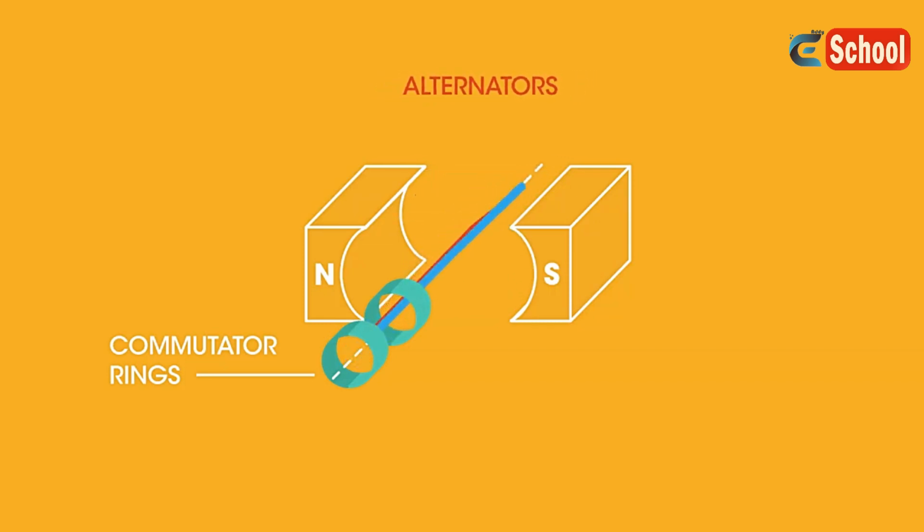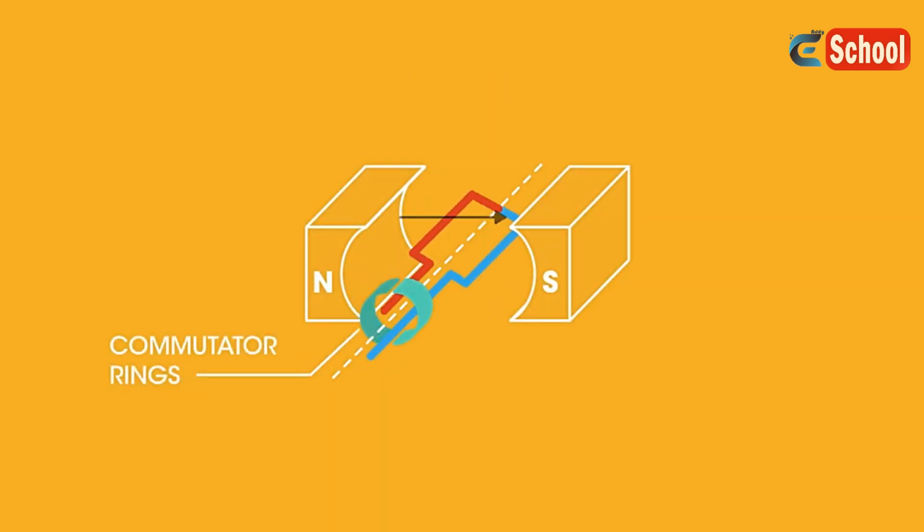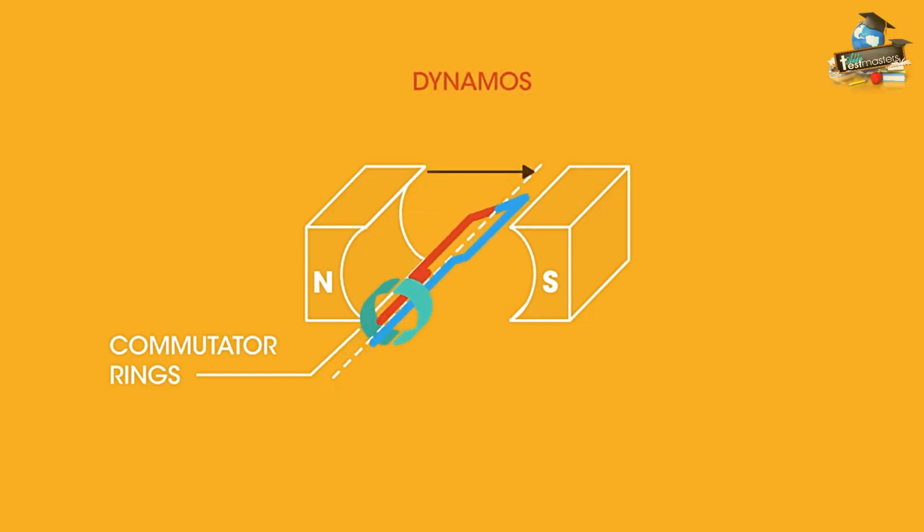This is an alternator, because the wire coil is connected to the commutator rings that are complete, whereas seen now, there is one split ring commutator. This is a dynamo, and so induces a direct current.